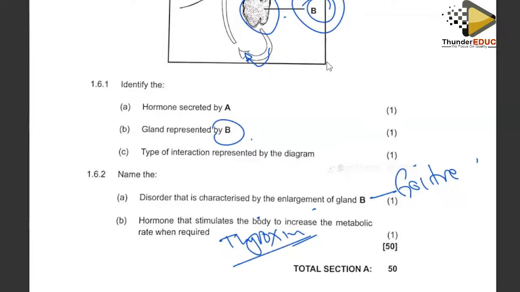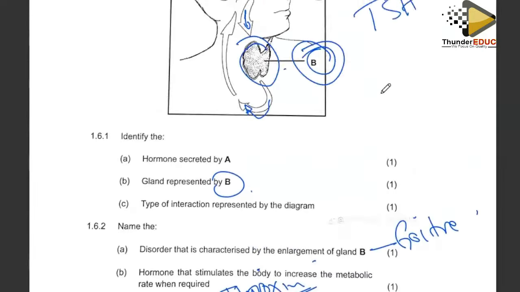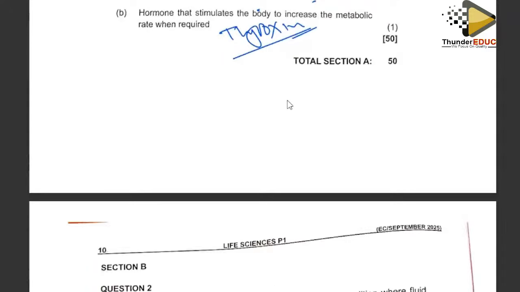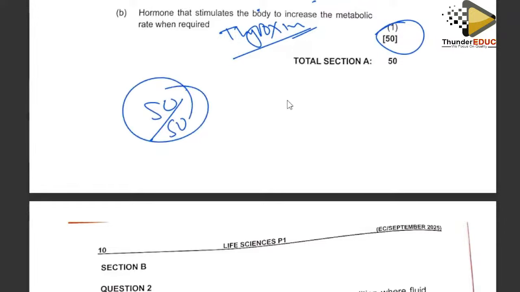Yes, we call them thyroxine. So that is the hormone which is being produced by the thyroid gland, and then you're able to increase the metabolic rate. So basically, guys, that is 50 marks. So I hope you guys got all of them, 50 out of 50. And if you got 50 out of 50, congratulations.